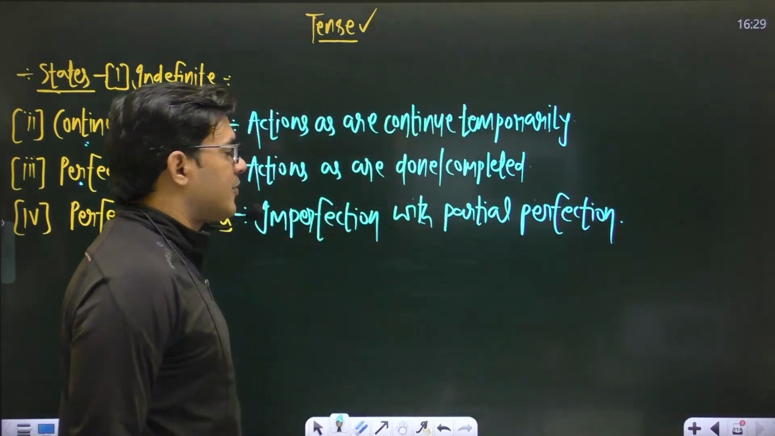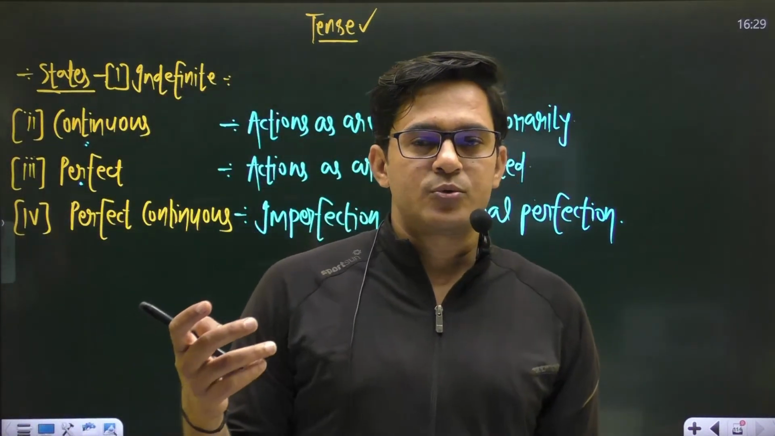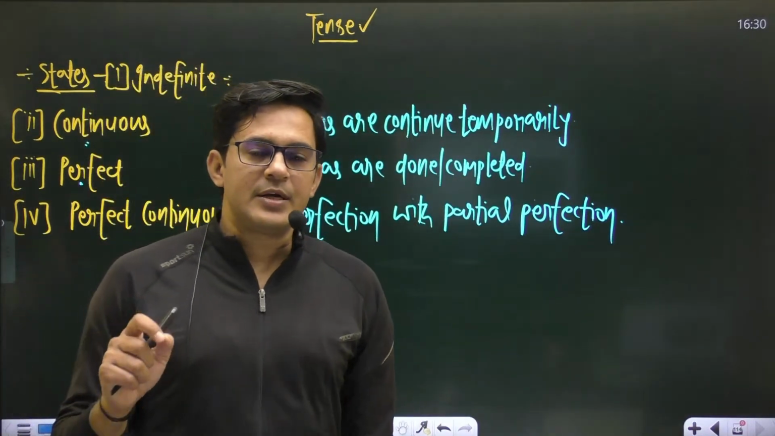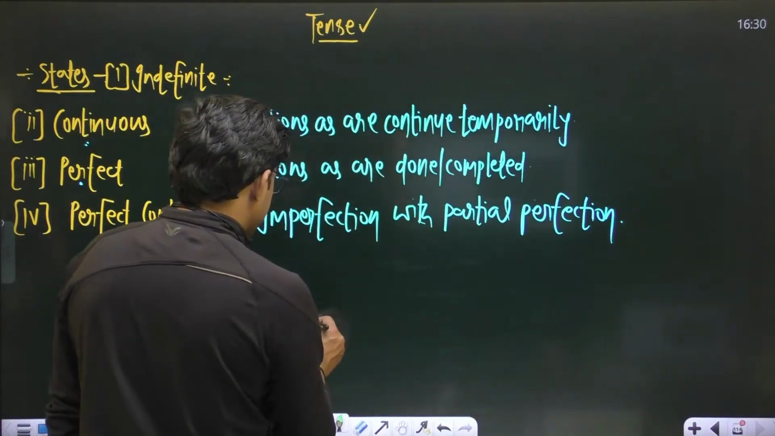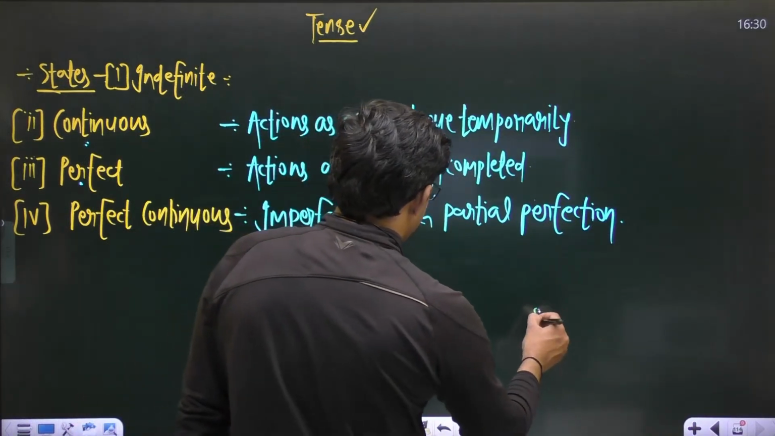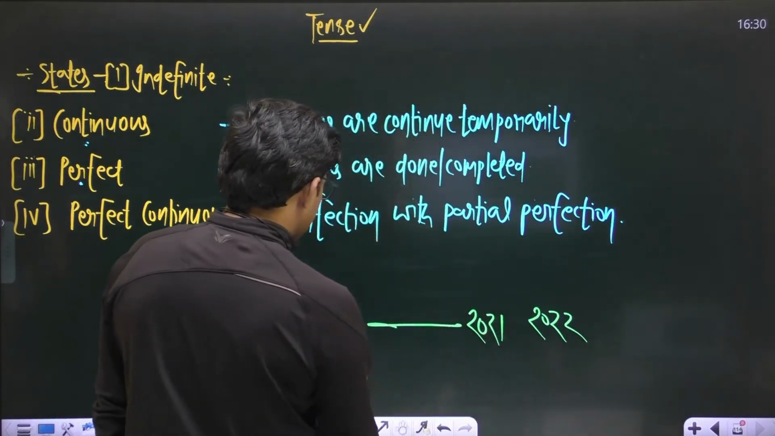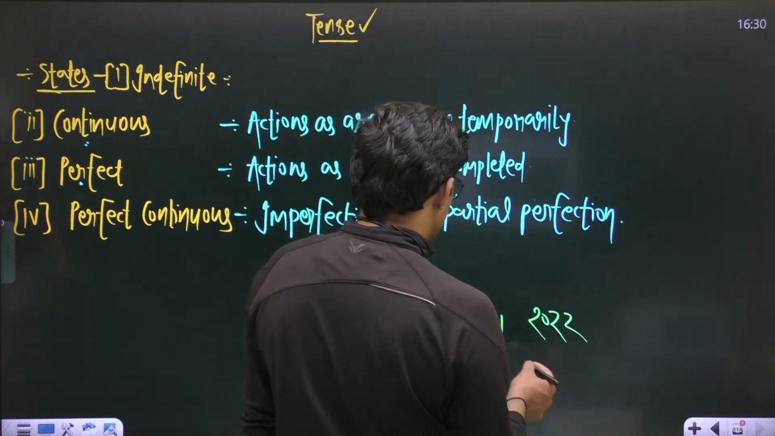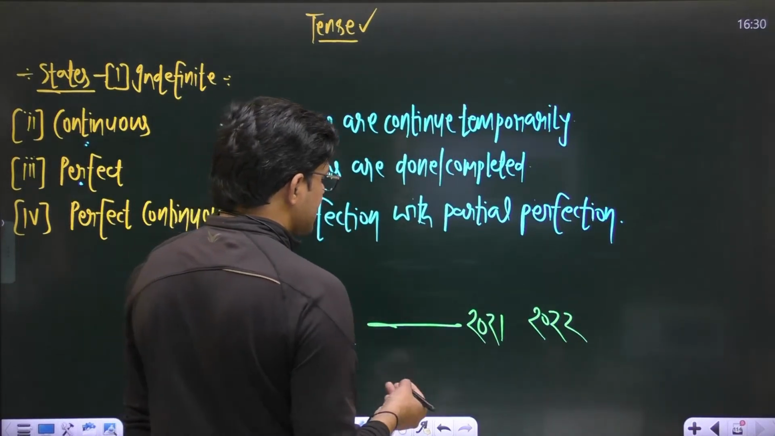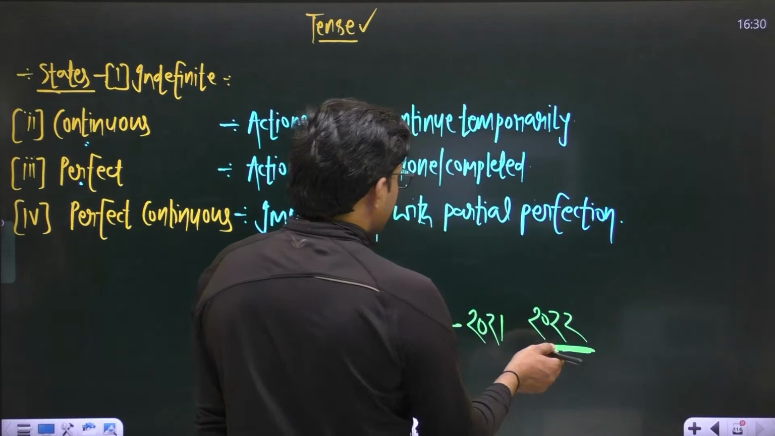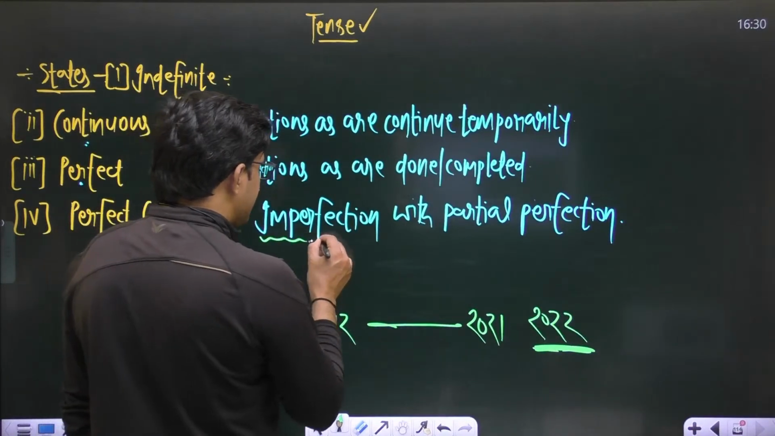Imperfection with partial perfection. Okay, for example, if I say I have been teaching since 2012, it means I started my teaching in 2012, right? Now it is 2022 and last year is 2021. So if I say I have been teaching since 2012, it means that in 2022 this process of teaching is going on.